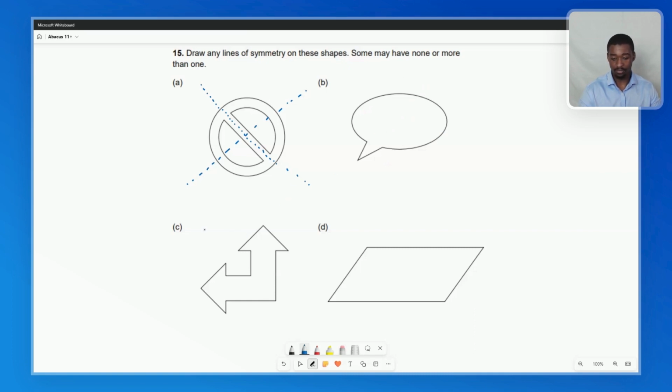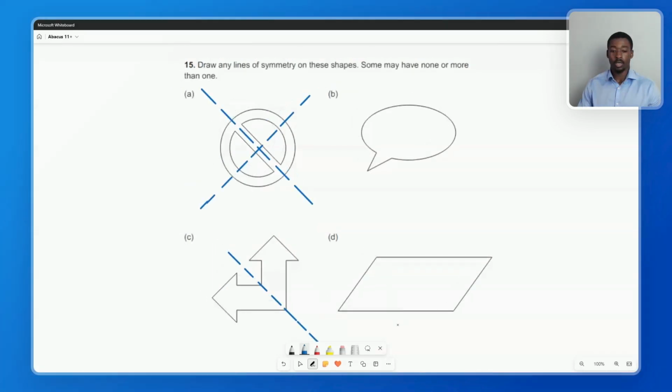C, we do have a line of symmetry, and it's going to be right here across this diagonal. We can see it passes our test. If we were to fold this bit over and collapse it over here, there'll be no overlap. This section here would perfectly align with this section here, and therefore we know it truly is a line of symmetry. And finally, for part D, we have this parallelogram.